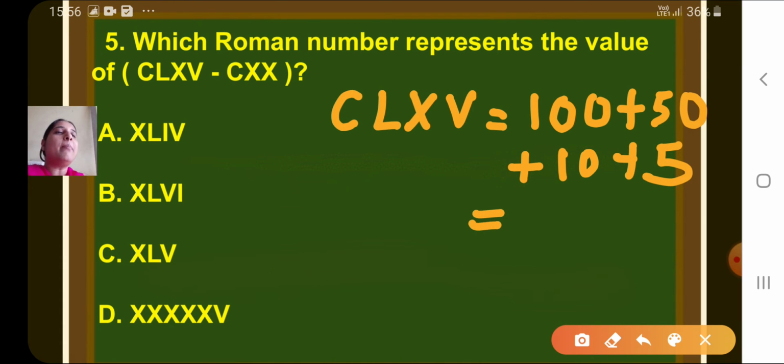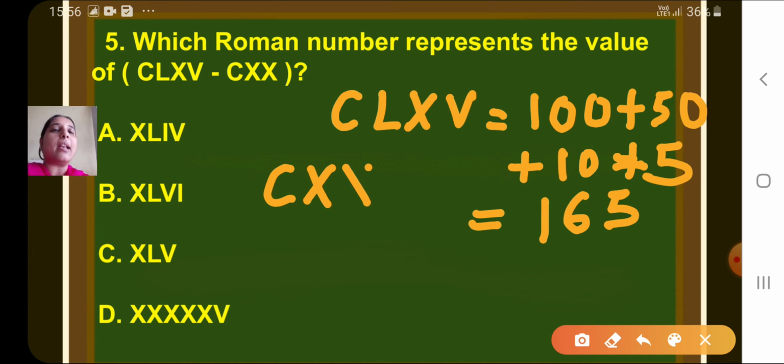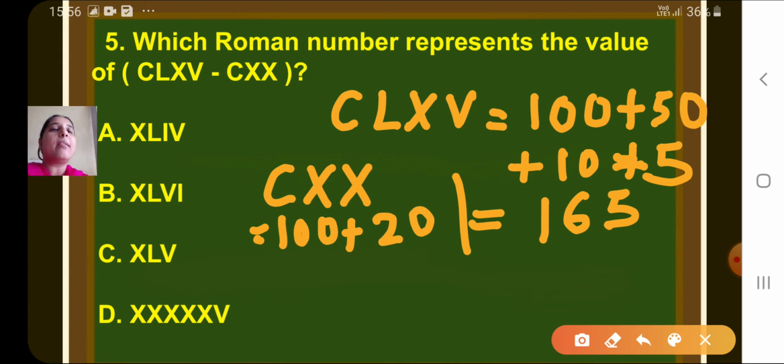So what will be the sum? 100 plus 50, 150, 150 plus 10, 160, and 160 plus 5, what will we get, children? 165. And what will be the value of CXX here? CXX means 100 plus X twice, means 20, 120.